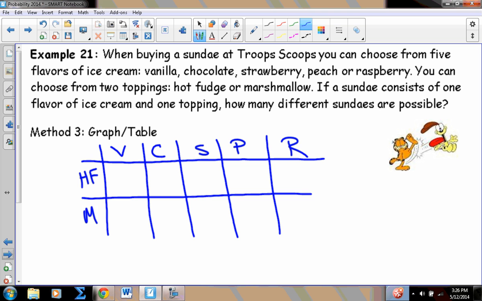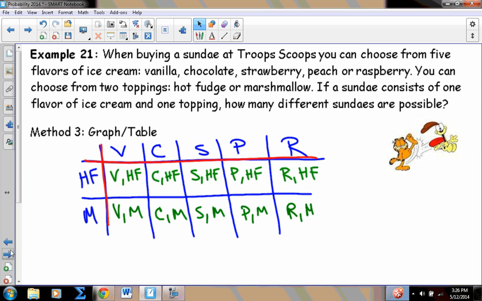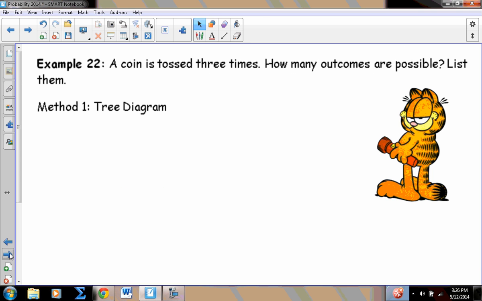And then if those are my main labels on my table, I can just fill in my grid from here and say, this is vanilla with hot fudge, chocolate with hot fudge, strawberry with hot fudge, peach with hot fudge, and raspberry with hot fudge. Same thing, this row would be vanilla with marshmallow, chocolate with marshmallow, strawberry with marshmallow, peach with marshmallow, and raspberry with marshmallow. And you'll notice we have 10 choices like that. That's 3 different ways you can list sample spaces.